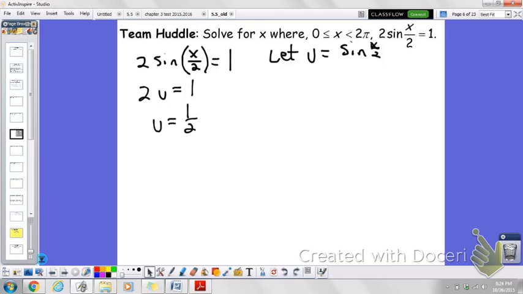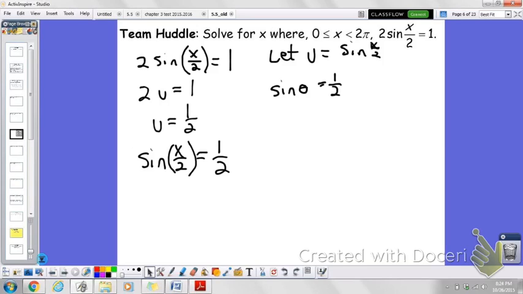So we are looking for when the sine of x over 2 is equal to 1 half. So to figure this out, let's just look at plain old sine. So let's find out whenever sine of theta, just plain old sine, is equal to 1 half. So we'll go to our unit circle, find out where we have a y value of 1 half, and that is at pi over 6 and 5 pi over 6.